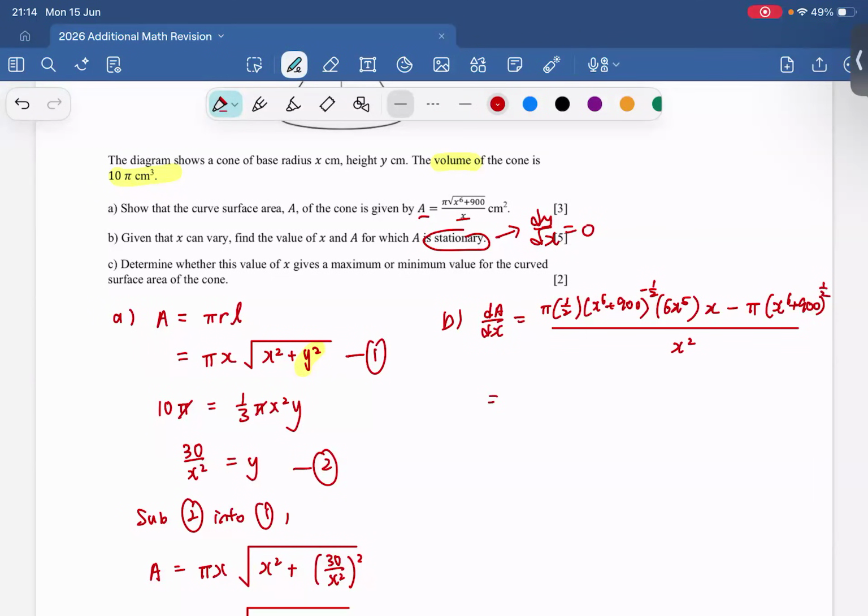So now what do we do? We factorize. Take out pi. Take out x to the power 6 plus 900 to the power negative half. Then this one becomes 3x^5. Oh, 3x^6. Then this part becomes minus x^6 minus 900. Okay, bring those that need to bring down, bring down.